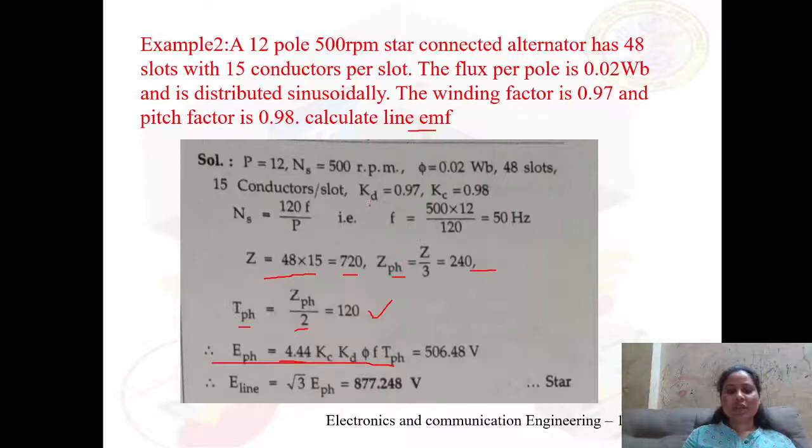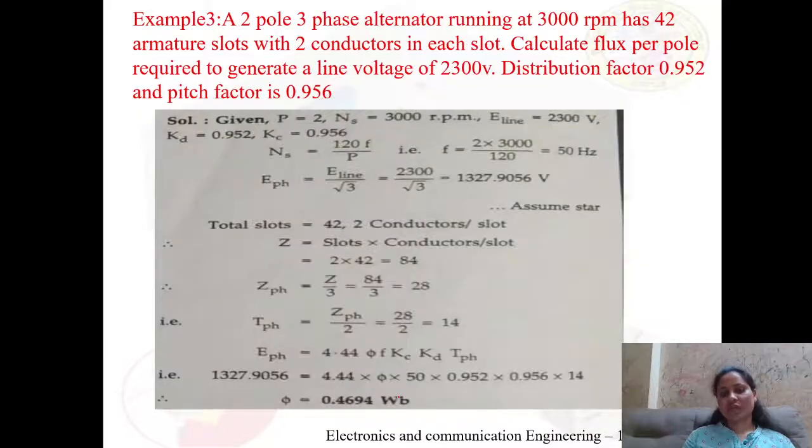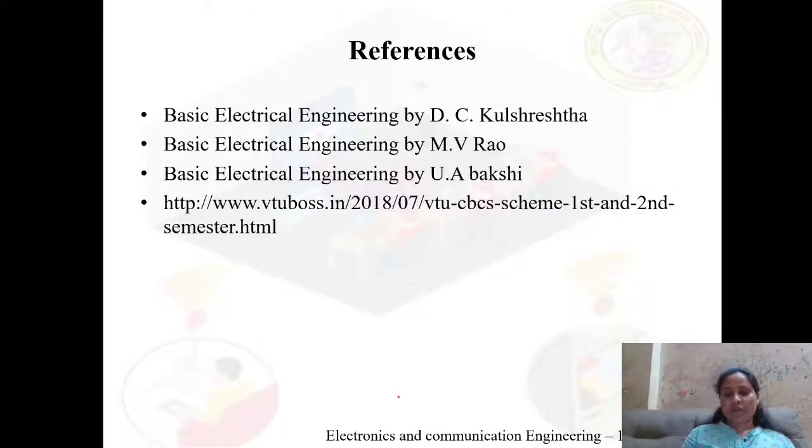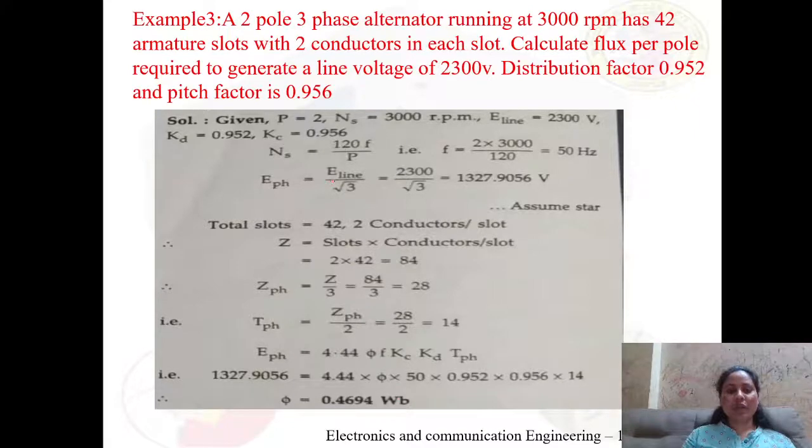Also they have given the value of distribution factor KD and the coil span factor KC. So we will substitute all these values. We will get the phase value as 506.48 volts, and if you multiply this 506 volts with √3, we will get the line voltage. So next, let us take another similar problem.